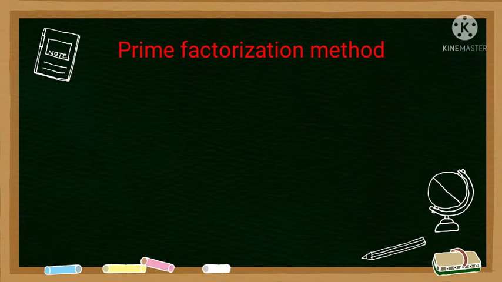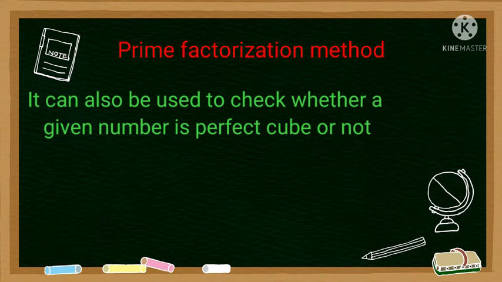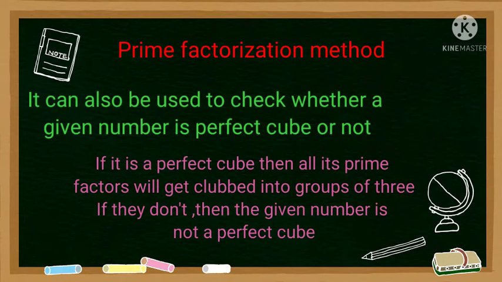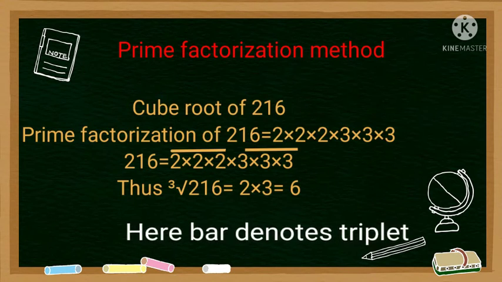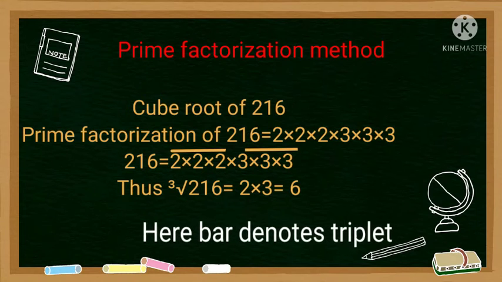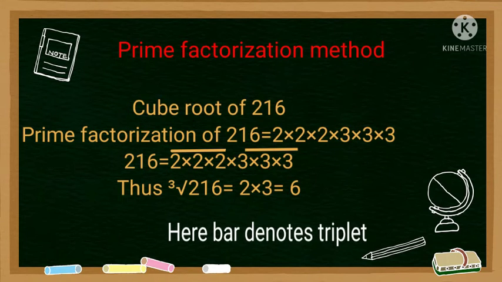An important point here to note is that this method can also be used to find whether a given number is a perfect cube or not. If the given number is a perfect cube, then in its prime factorization, all the factors will get clubbed into triplets. If any of the factors don't get clubbed into triplets, then it is not a perfect cube. Now let us have a look at the cube root of 216 by the prime factorization method.